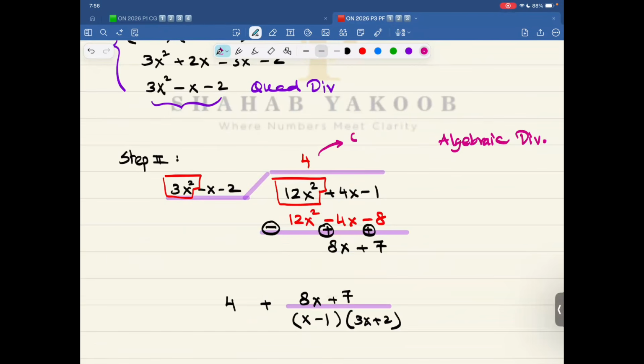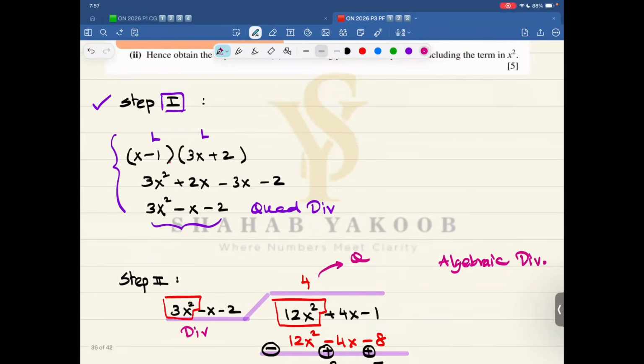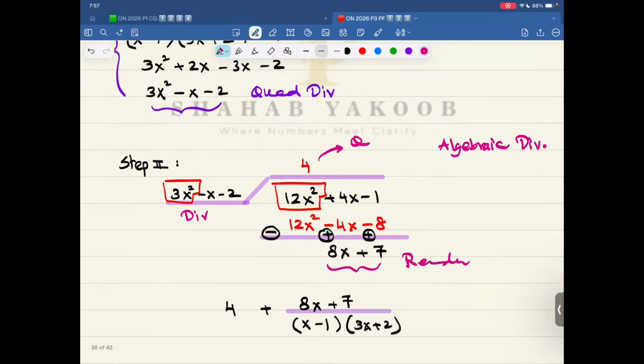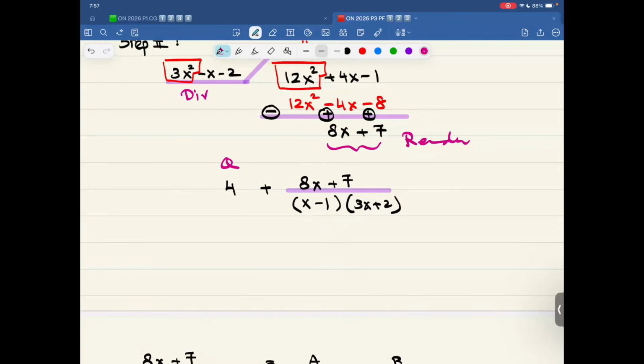We get a quotient of 4. We get a divisor of 8x plus 7. This is not the divisor, my bad. Last time I also wrote divisor over here. This is actually the remainder. And this is the divisor over here. This is the factorized form of the divisor. So this is quotient plus remainder over divisor.